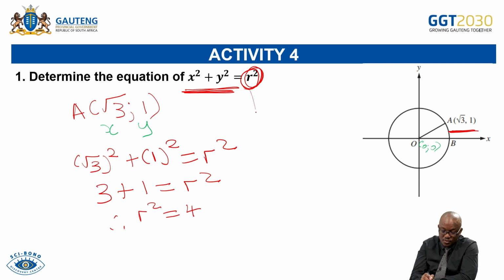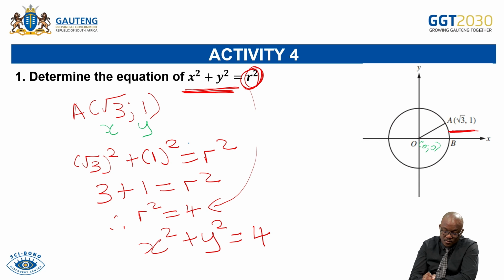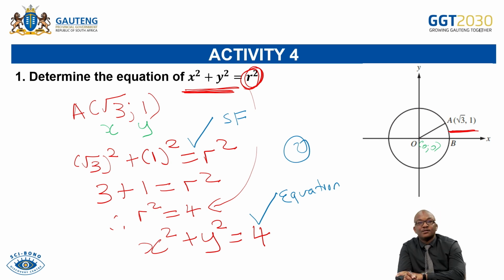In this case, we know our r squared now. The equation is x squared plus y squared is equal to 4. In this case, 1 mark will be for your substitution and 1 mark will be for your equation. So normally they can give you 2 marks to determine this type of equation: correct substitution and your equation.